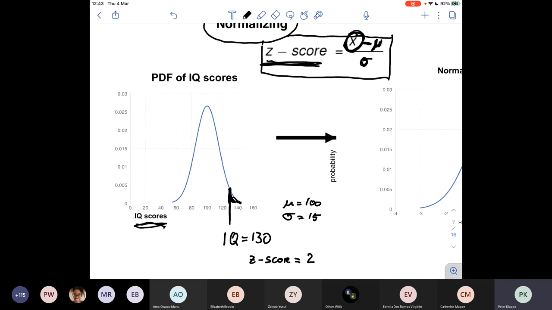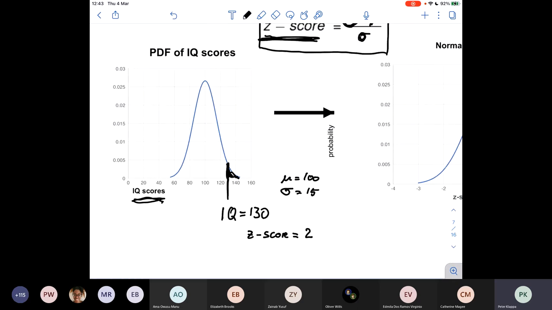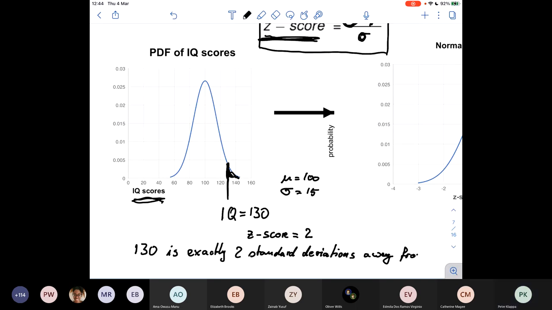What on earth does this Z score of 2 tell us? Well, the interpretation is that 130 is exactly 2 standard deviations away from the mean, from 100 in this case. The Z score just tells us how many standard deviations a value is away.